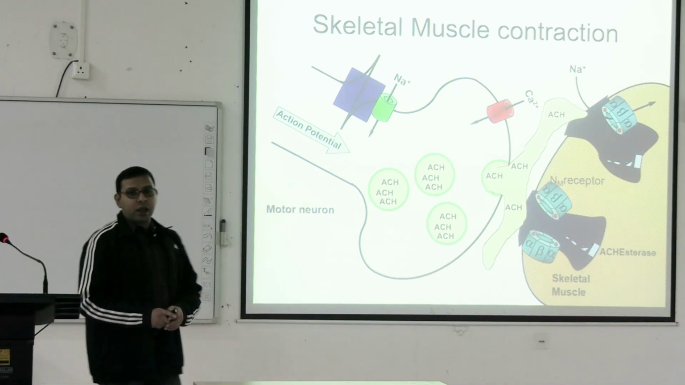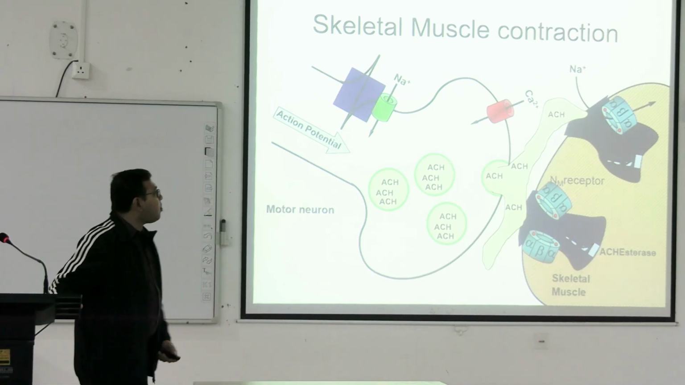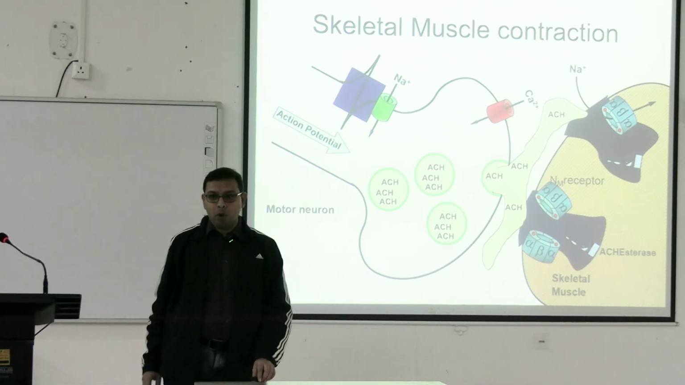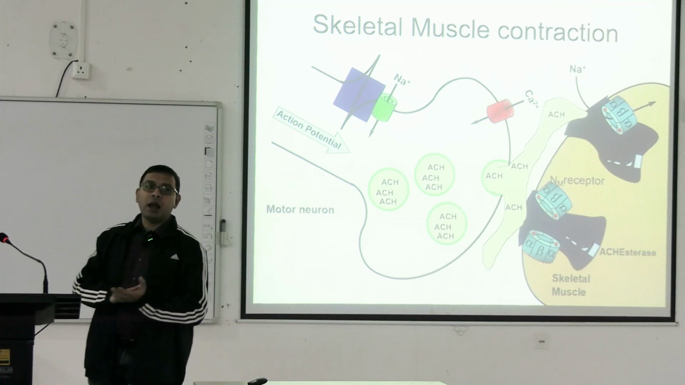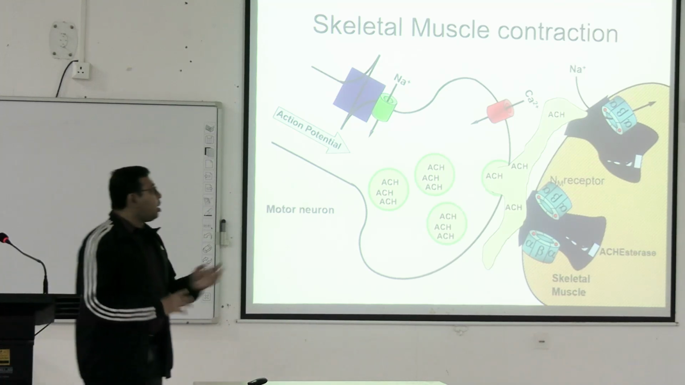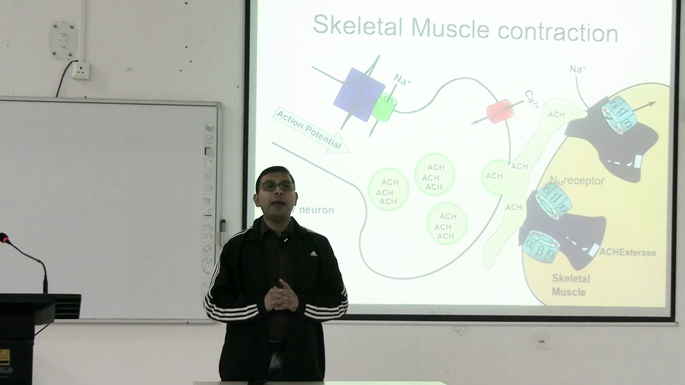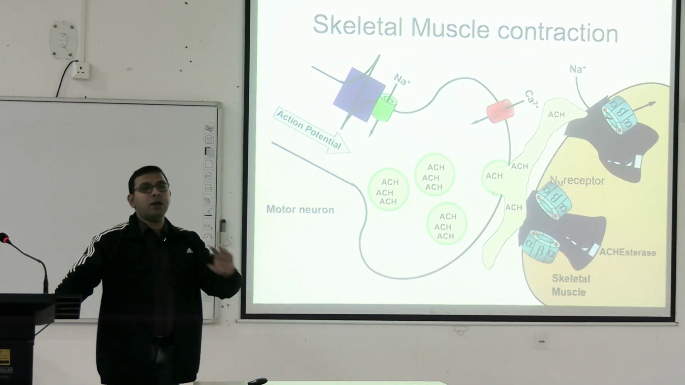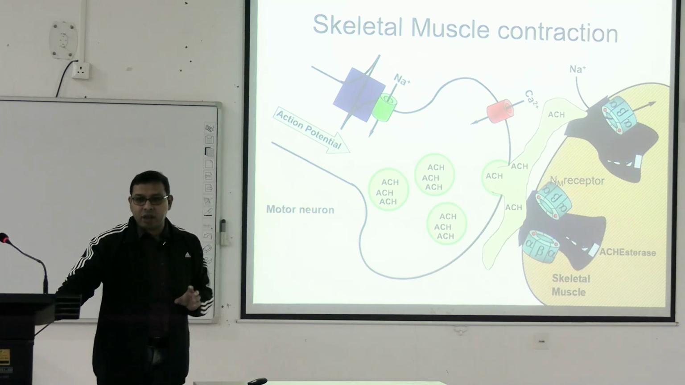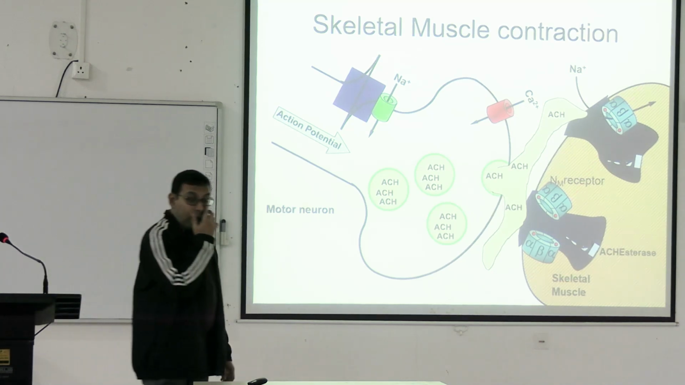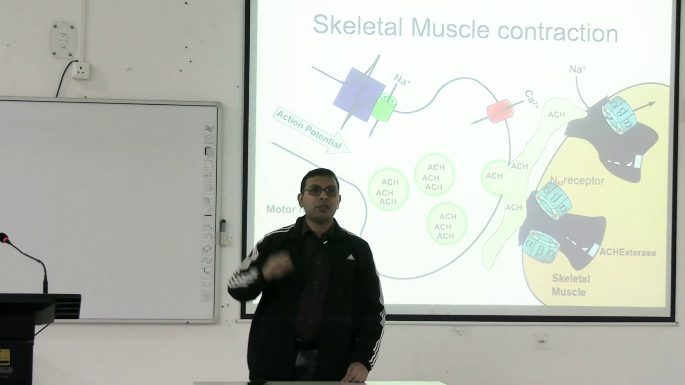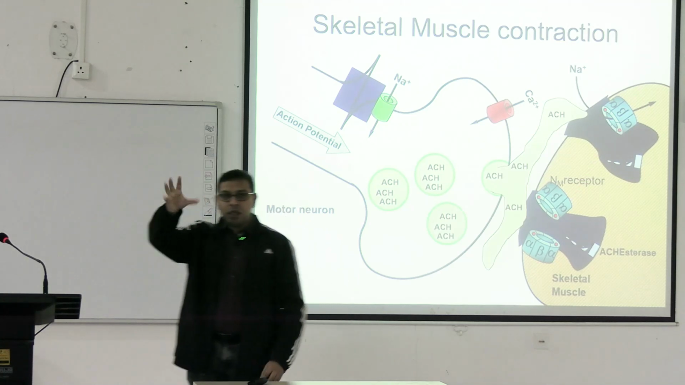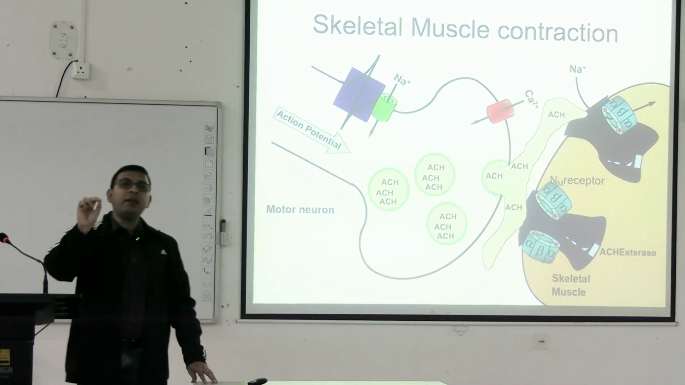Skeletal muscle contraction, you have already read in physiology. In the neuromuscular junction, the main neurotransmitter is acetylcholine. Acetylcholine comes and ultimately attaches to the receptor present in the neuromuscular junction, the NM receptor. The NM receptor contains 5 subunits in a rosette-like structure: 2 alpha subunits, 1 gamma or epsilon subunit, 1 delta subunit, and 1 beta subunit.